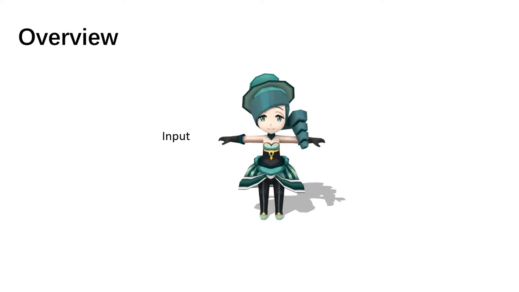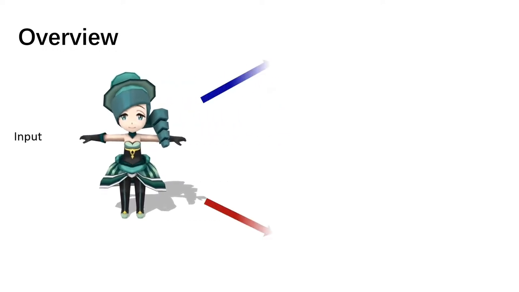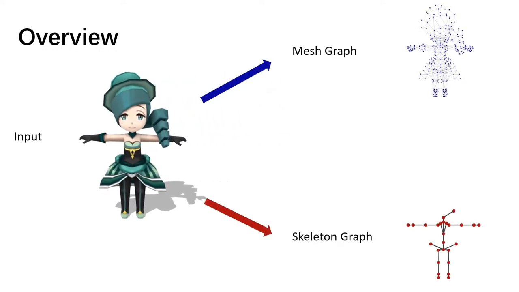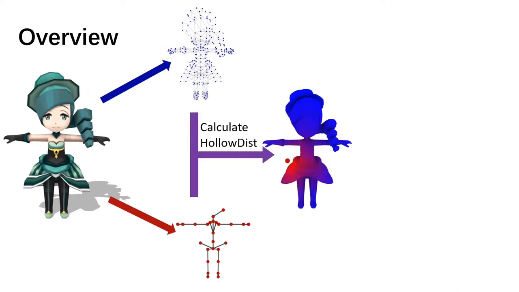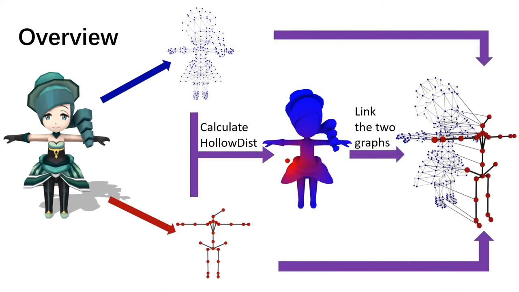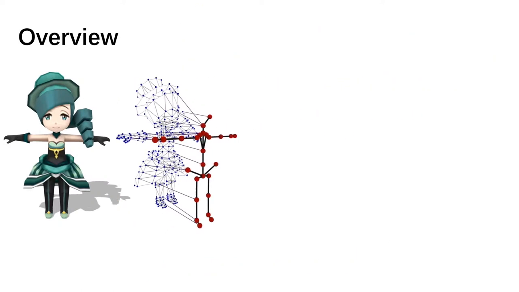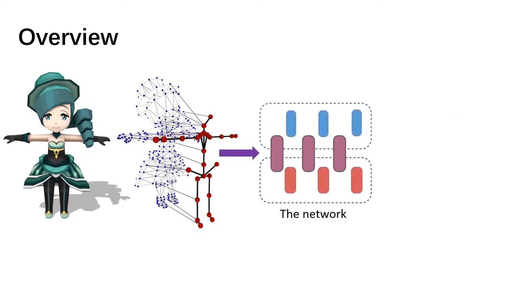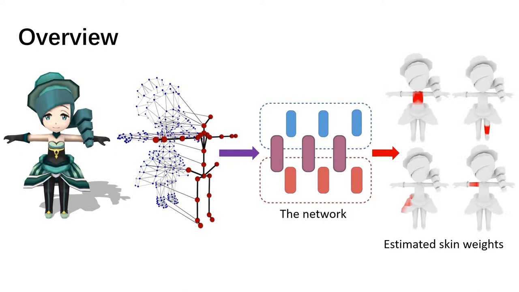First, we provide an overview of our methodology. Given the input character model with its mesh graph and skeleton graph, we calculate the HollowDist between each pair of vertex and bone. The distances are then used to link the two graphs and thus form a heterogeneous graph. Our network then performs convolution operations on this graph, including convolutions inside the subgraphs and convolution between the two subgraphs, and finally estimates skin weights for each vertex.